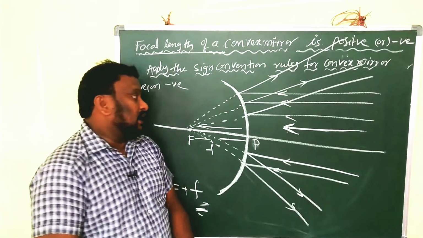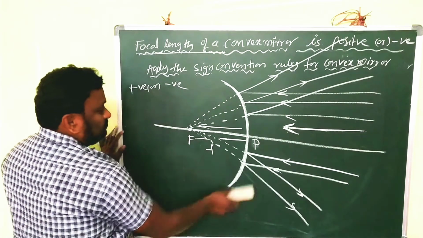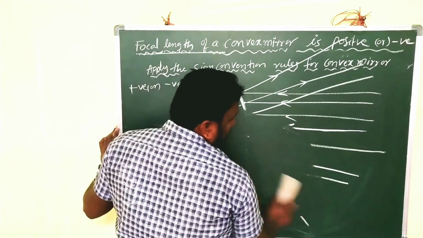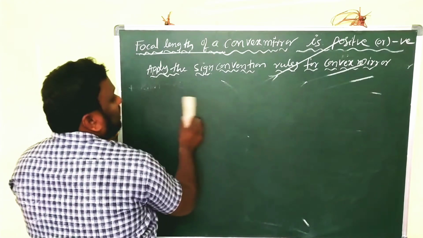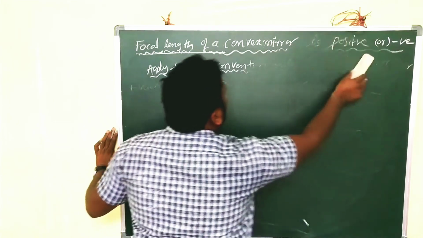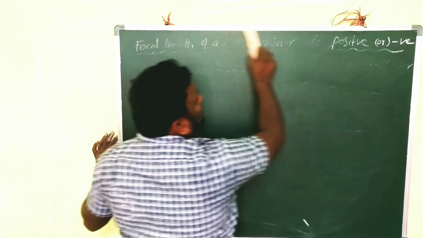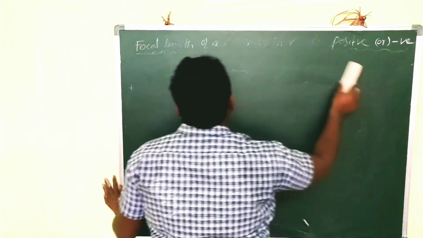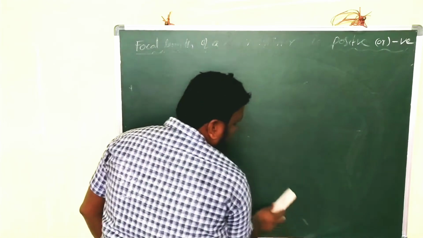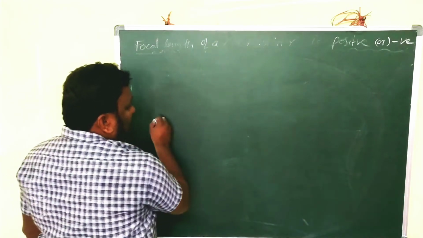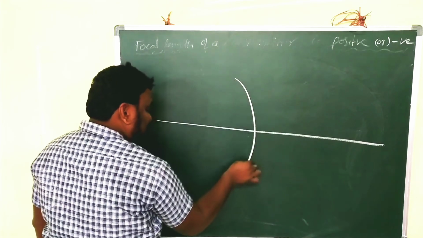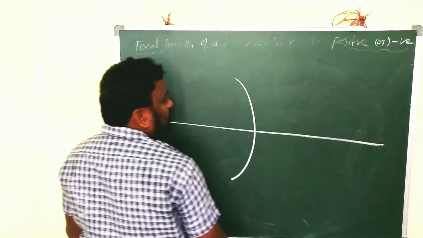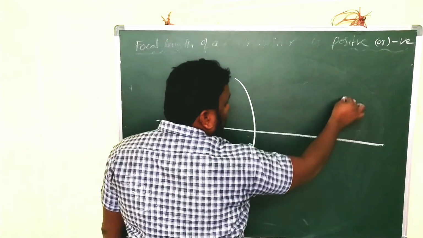Clear? Now children, how can we apply the sign convention rules for a convex mirror? In this case we have to discuss u and v. Children, the diagram is a little bit difficult, but easy to understand. So here now there is some object.